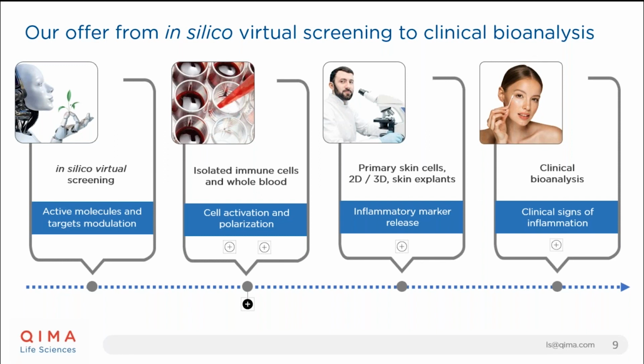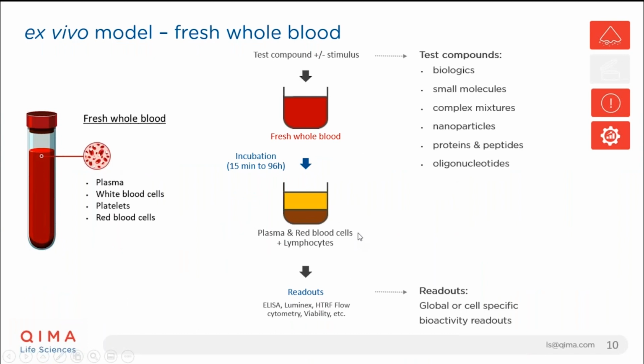We offer to evaluate here the efficacy of your compound in vitro with isolated immune cells or fresh whole blood. Fresh whole blood is a very simple but very informative assay format. We can test many types of compounds, such as biologics, small molecules, nanoparticles, proteins, peptides, or even devices. Readouts related to the global response or to specific cell types can be analyzed. Most of the time, these are cytokines and chemokines released in supernatants.